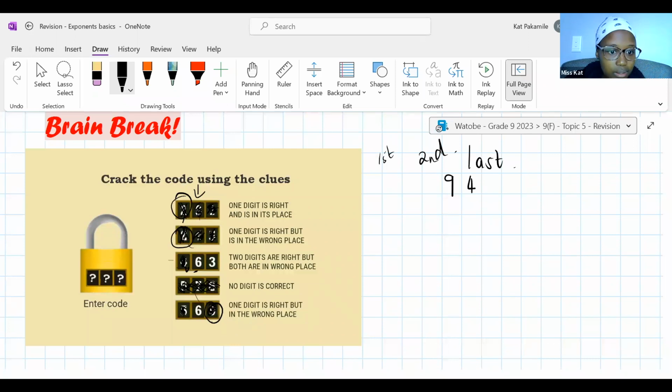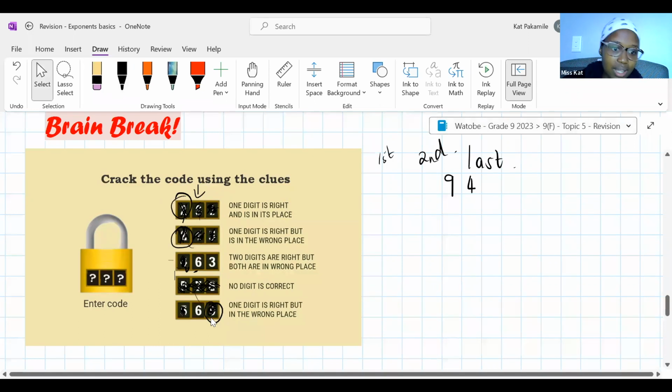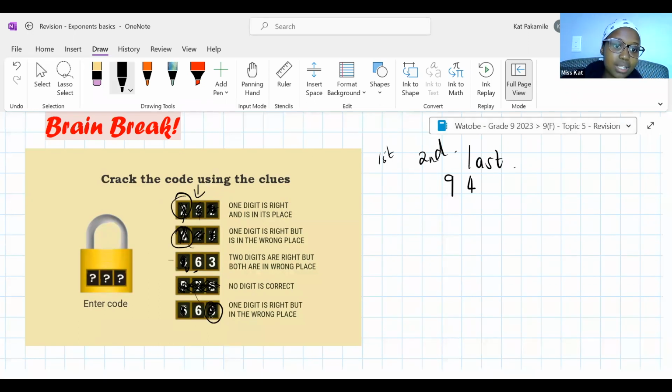So it's between the 3 and 6. One digit is right, but in the wrong place. If the 9 was right there, then the 6 can't be right. That means our last digit is 3. So our code is 392.